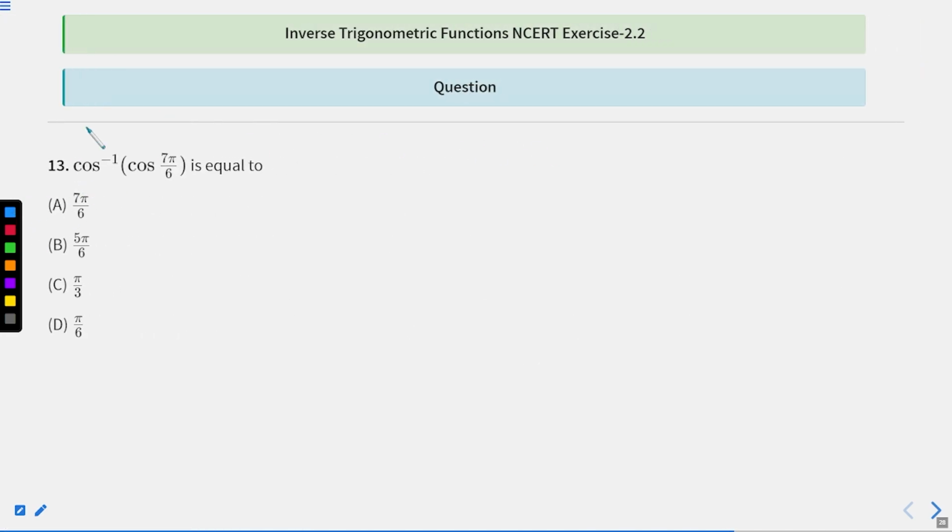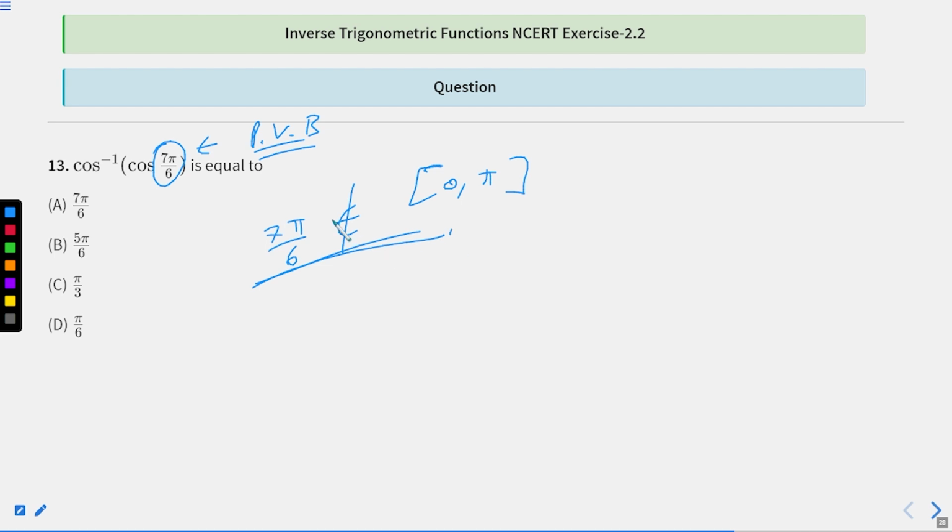Now question 13, quite easy: cos inverse of cos 7 pi by 6 is equal to what? First of all, we need to check whether this belongs to the principal value branch. The principal value branch is the closed interval 0 to pi. As you can see, 7 pi by 6 does not belong to this interval. This means we need another way to look at it.